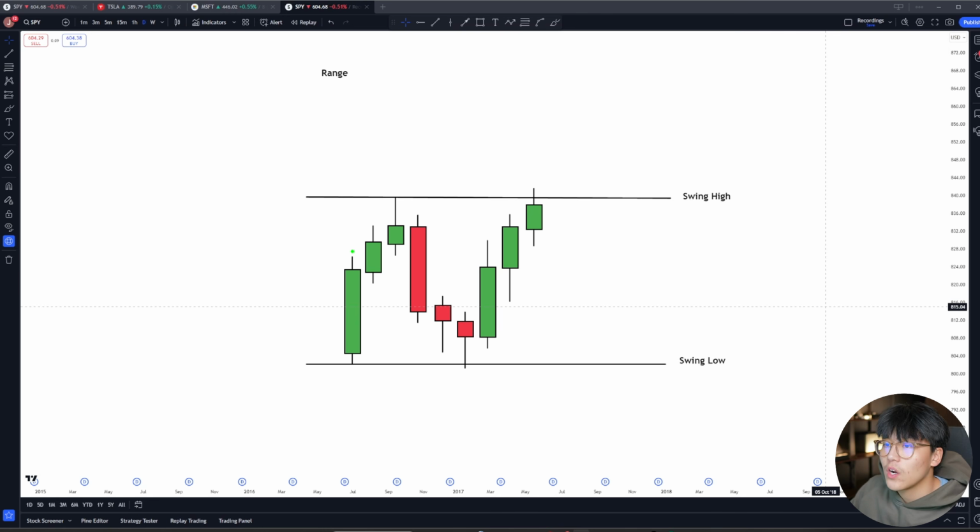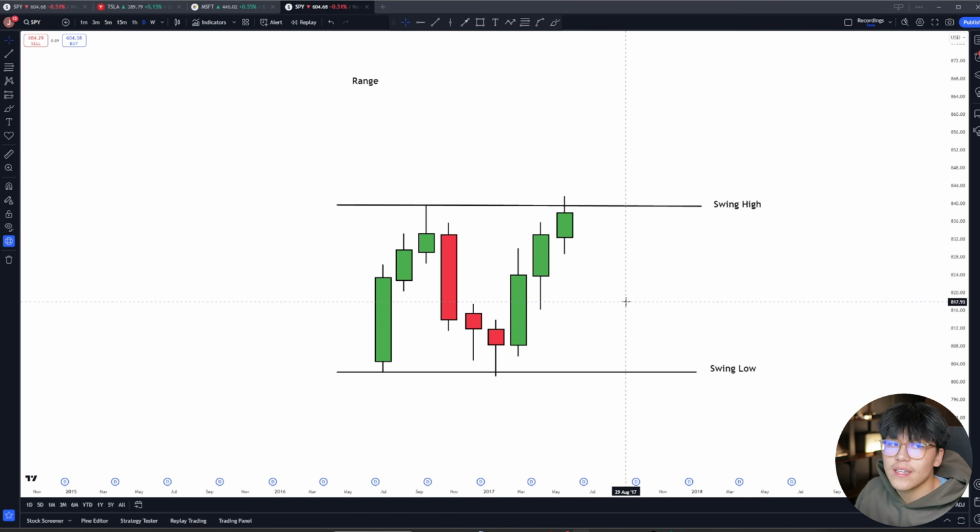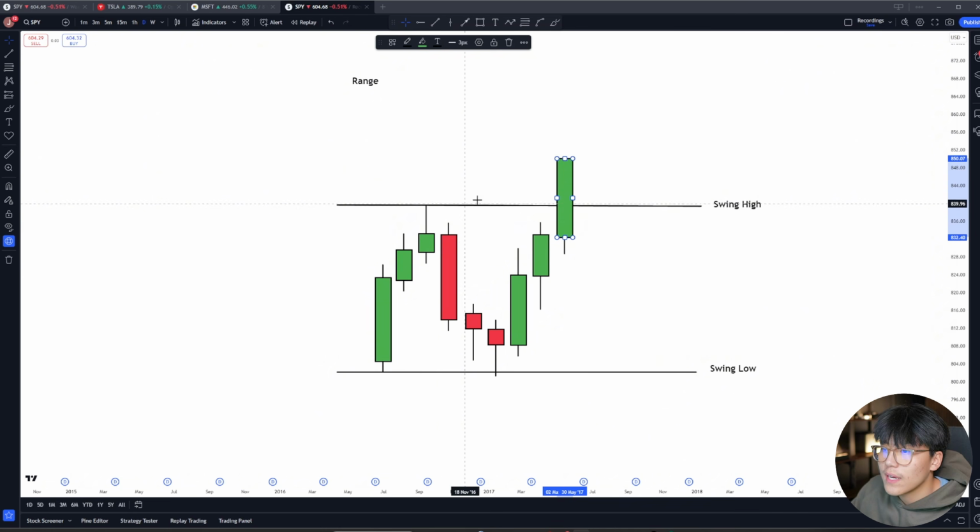As you can see here, price is in between your swing highs and your swing lows. And in this case, if price is in a range, what is going to occur? What do we want to see? If we want to see a break outside of the range, we need to have a strong candle closure above this key swing high. If we can break above this key swing high, then we can look for a continuation towards the upside. Let's say, for example, price closes underneath this swing high.